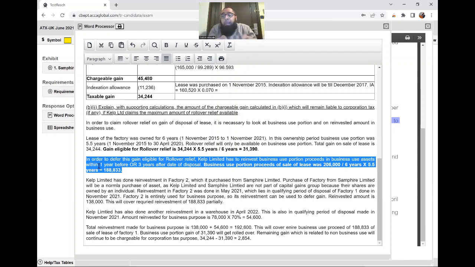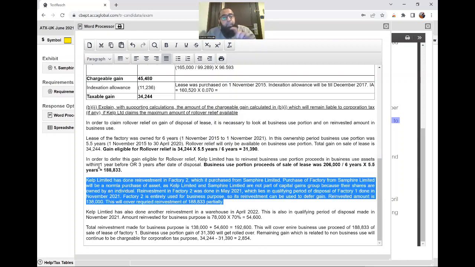Now, obviously, I'm not teaching you the rules. I expect that you remember the rules. So divided by 6 years, multiplied by 5.5 years. So business use portion proceed is 188,833.